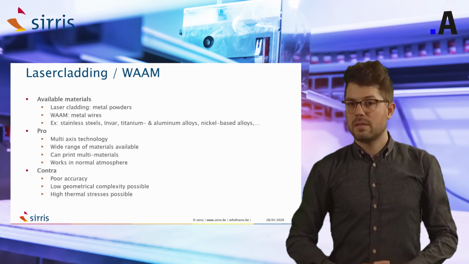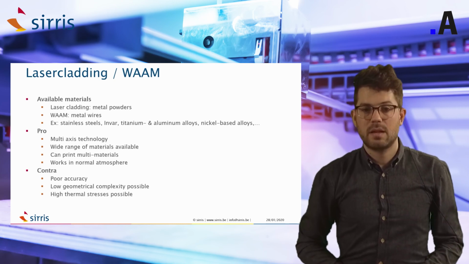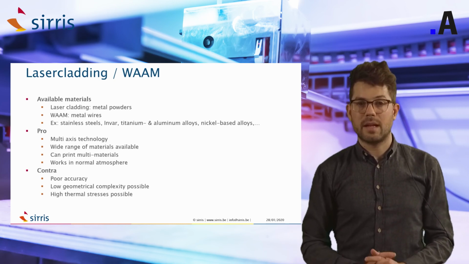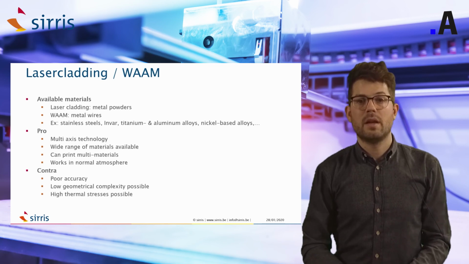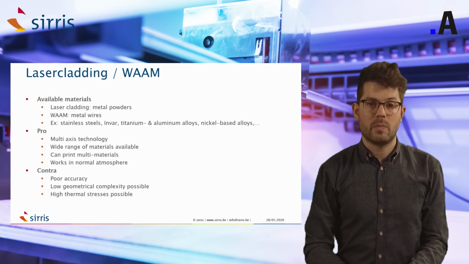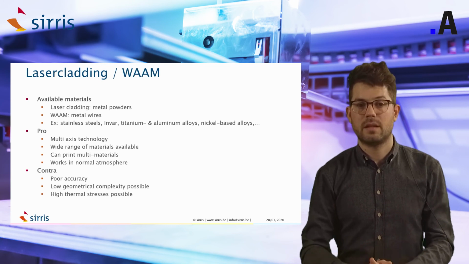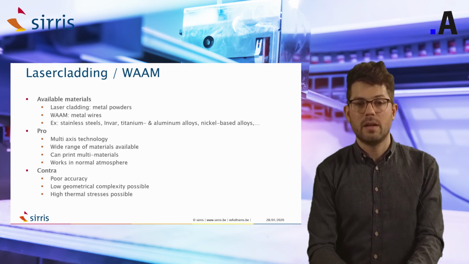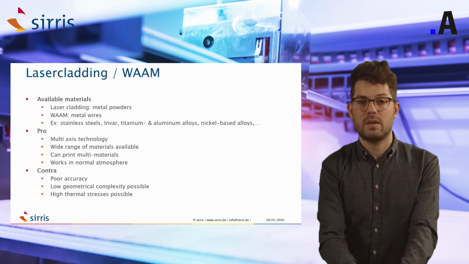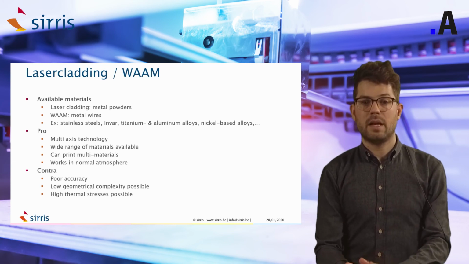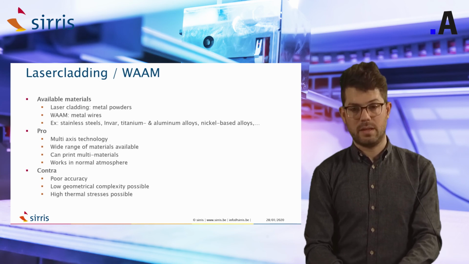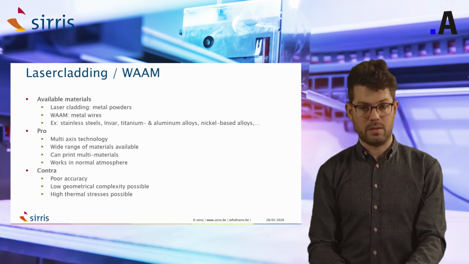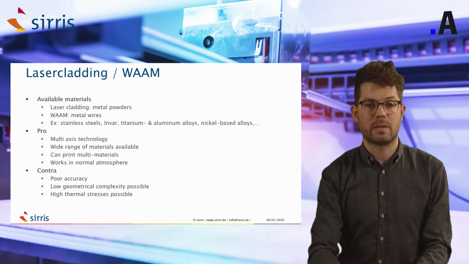Which are the materials available for those technologies? If we work with laser cladding technologies, we use metal powders. If we use WAAM, it's material consisting of a wire. Examples of materials are stainless steels, Invar, titanium and aluminium alloys, and also nickel-based alloys are possible to be printed.